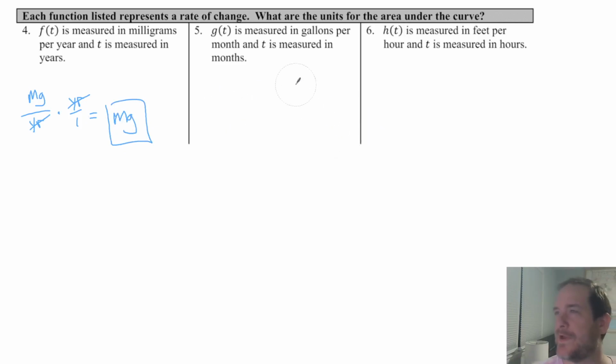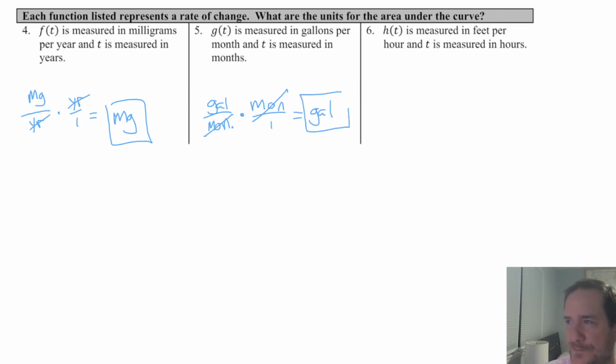All right, the next one says G of t is measured in gallons per month. Okay. And t is measured in months, so just like the last one, the months that x is being measured by cancels the months that our y variable is getting divided by, and we end up with plain old straight up gallons. Anything different in this last one?